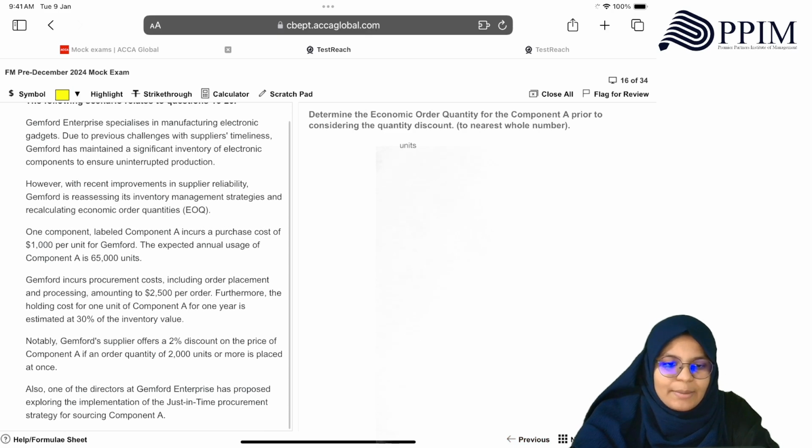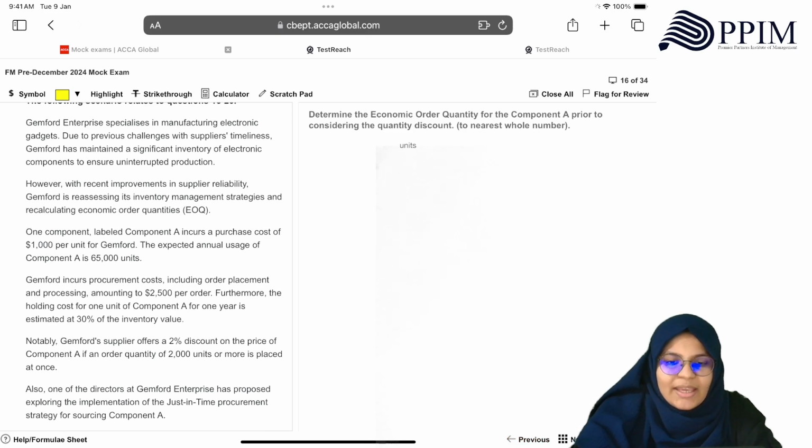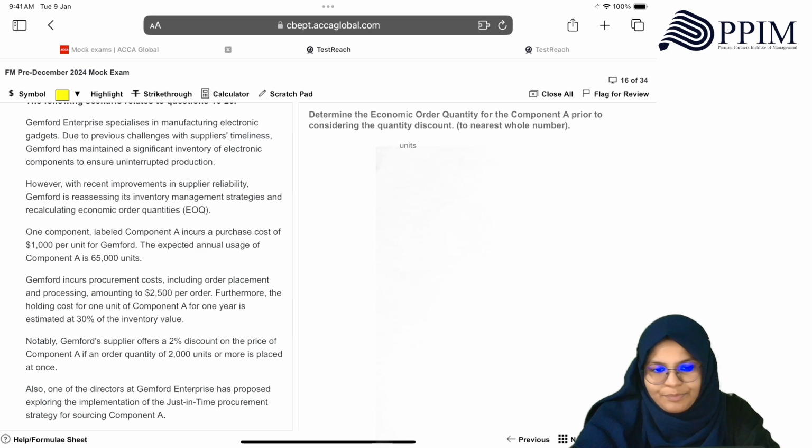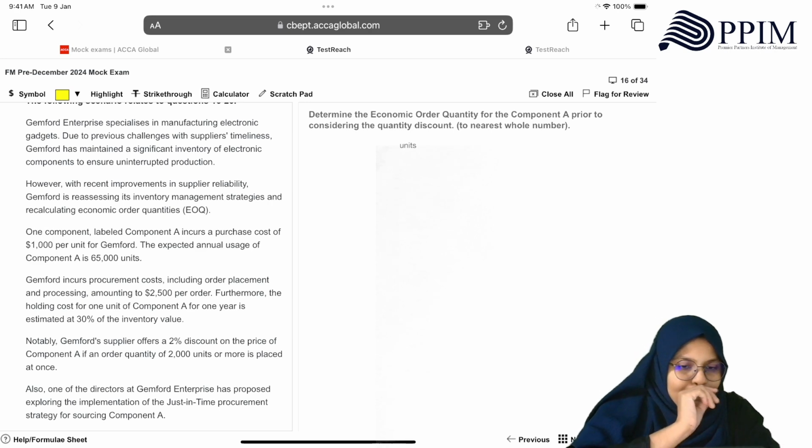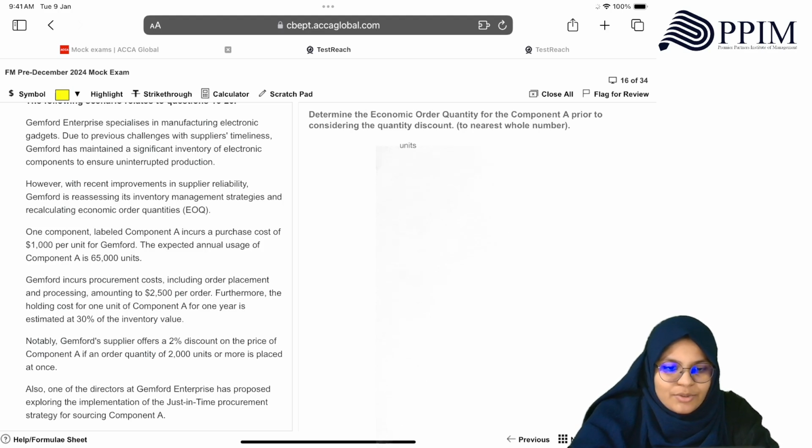One component, labeled component A, incurs a purchase cost of 1000 per unit for Gemford. The expected annual usage of component A is 65,000 units. Usage means demand. Gemford incurs procurement costs including order placement and processing amounting to 2,500 per order. Furthermore, the holding cost of 1 unit of component A for 1 year is estimated at 30% of the inventory value. Fine. Then they are talking about a discount.